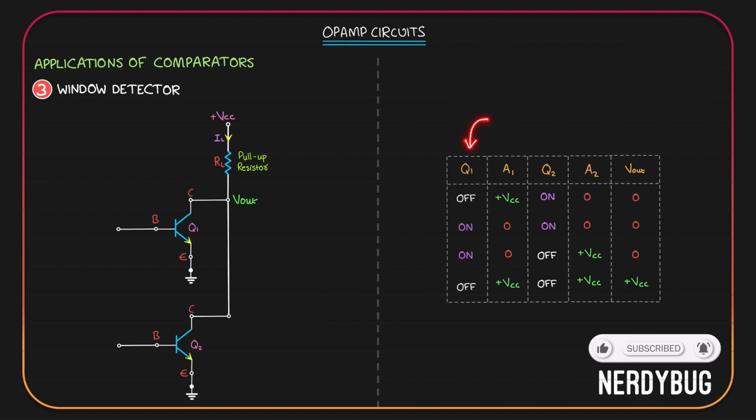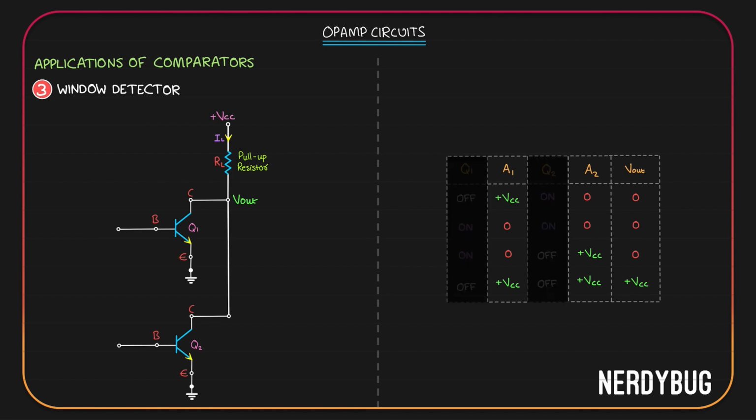Now forget these two columns. We don't care about what is happening inside the op-amp anymore. When output of A1 is plus VCC and A2 is 0, final output is 0. When outputs of A1 and A2 are both 0, output is 0. When output of A1 is 0 and A2 is plus VCC, output is 0. But when both outputs are plus VCC, output is plus VCC. Isn't this just an AND gate?